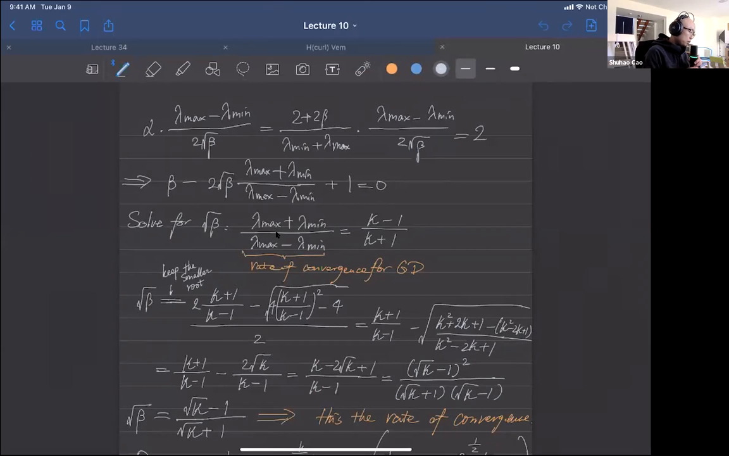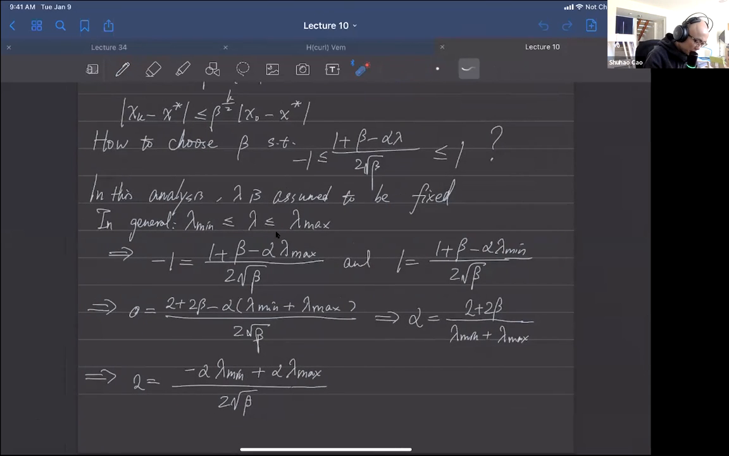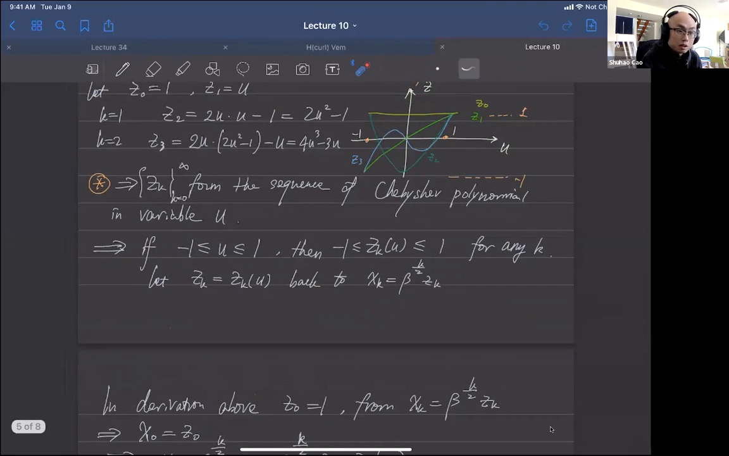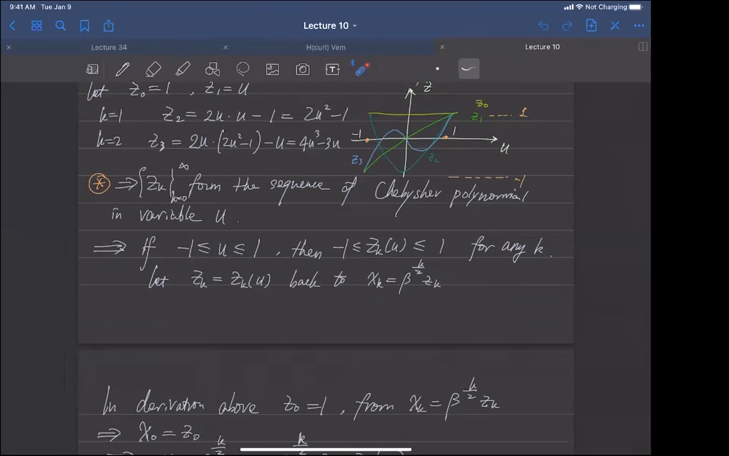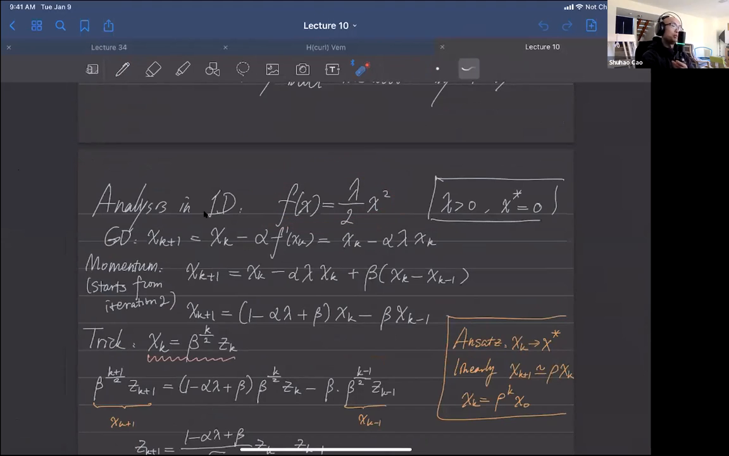Today we'll continue to learn this momentum method and why it can achieve this accelerated convergence. But today we'll not use the toy problem we had on Friday. On Friday, what we had was this simple model problem. It's a one-dimensional quadratic function.